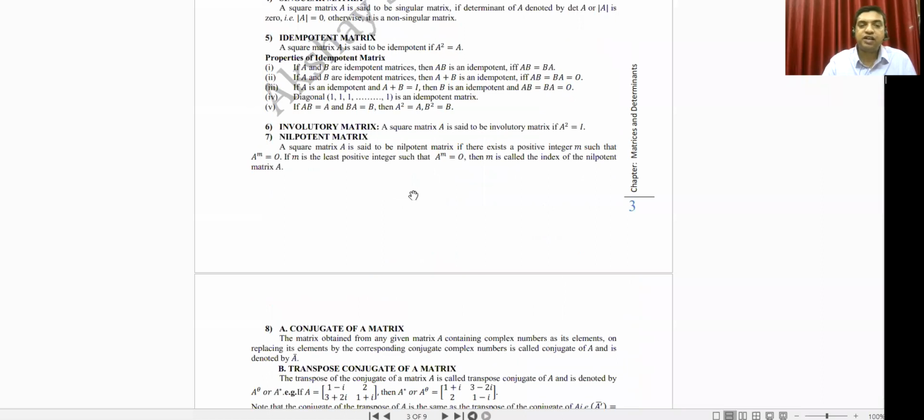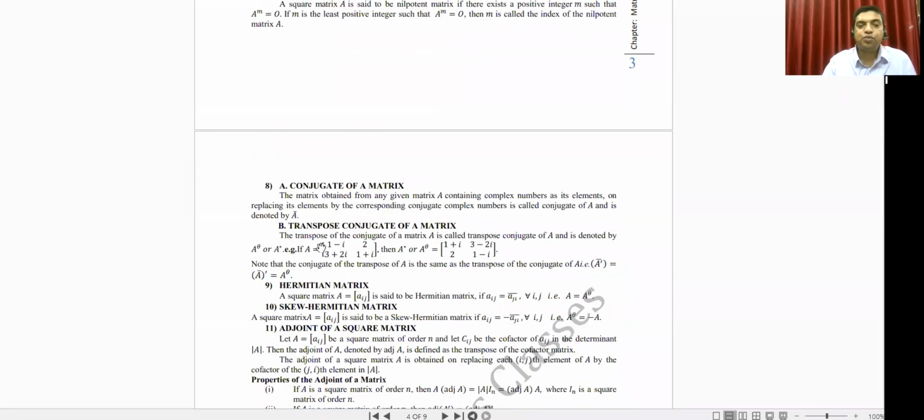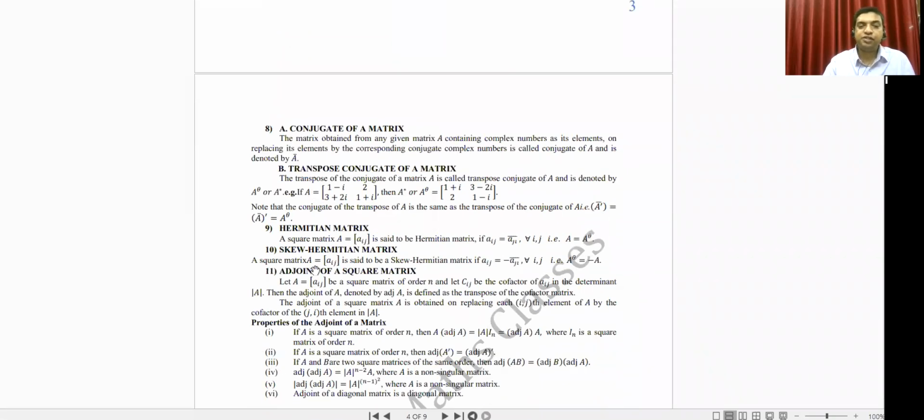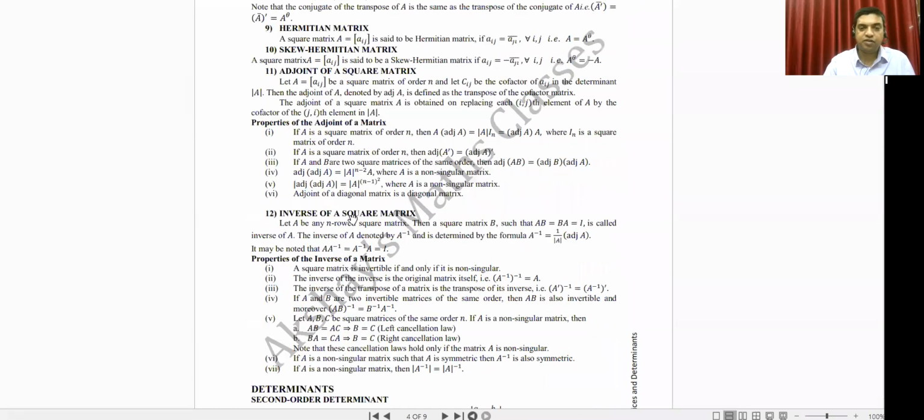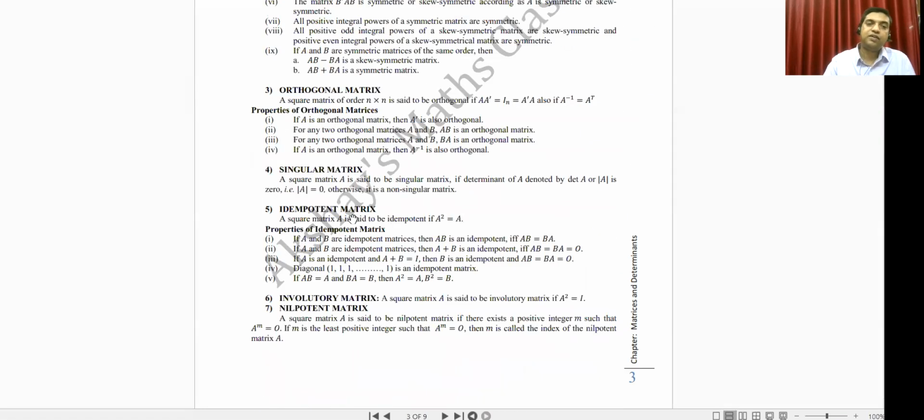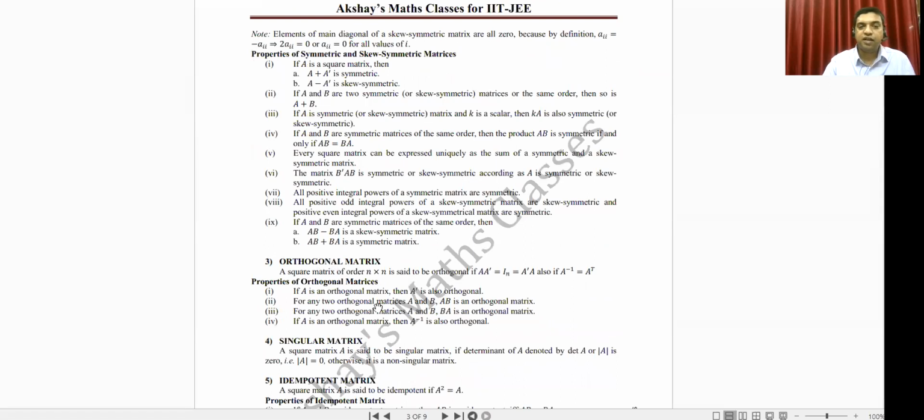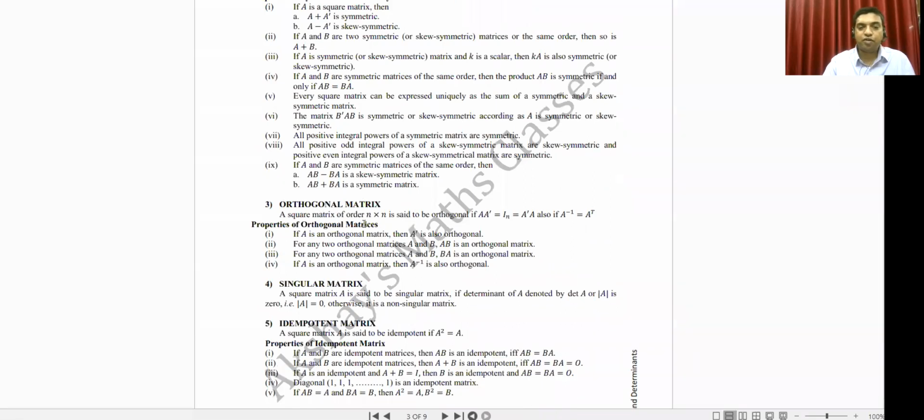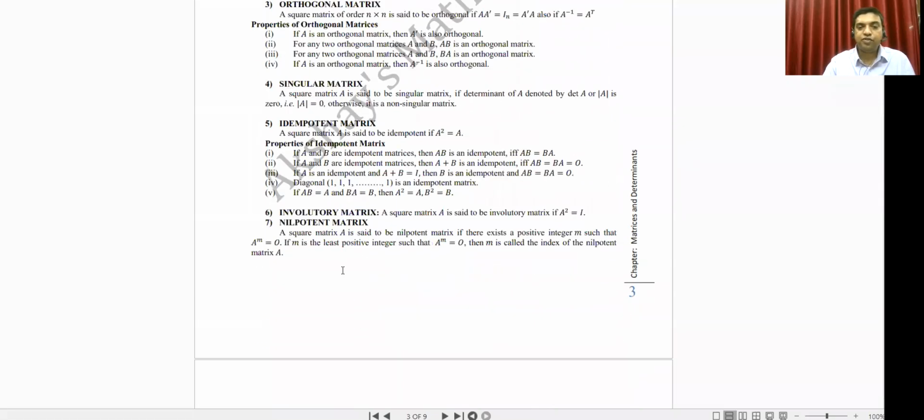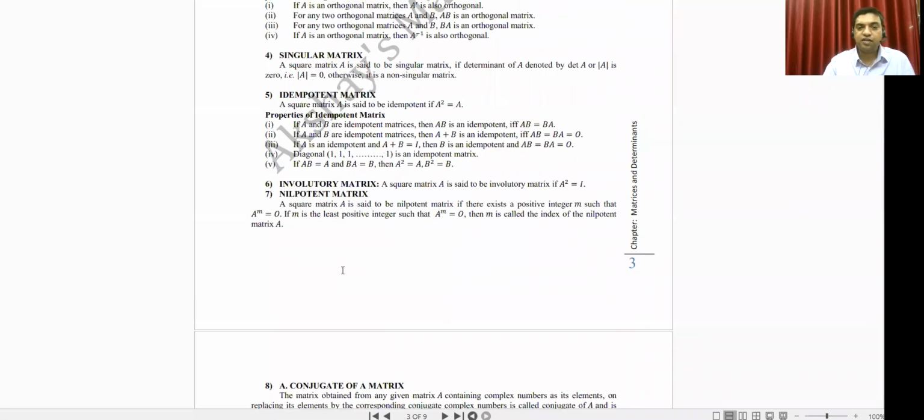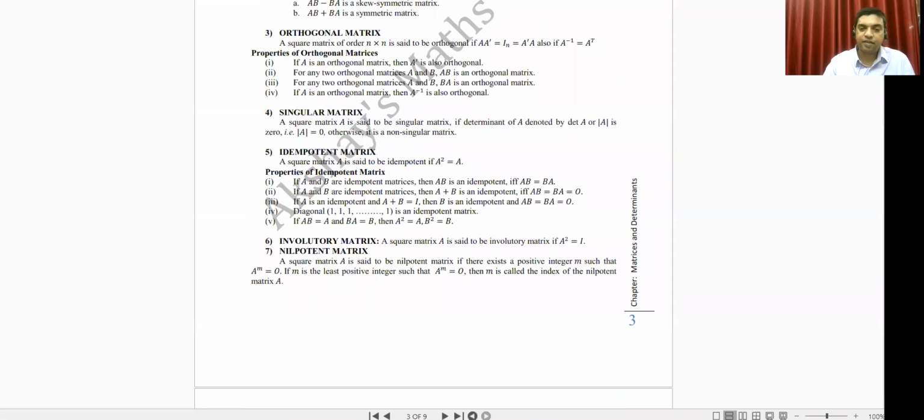There are more, of course. There are matrices that use complex numbers, so they have certain terms: Hermitian, skew Hermitian, unitary. I'll be teaching you these when I do second year, but at least symmetric, skew symmetric, orthogonal is all right. Idempotent, involutory, and nilpotent, these three we'll teach now.